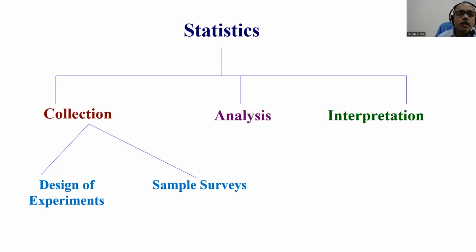Now, when it comes to the collection of the data, basically there are only two ways of collecting the data. I'm not saying it's primary or secondary. The data can be collected only in two ways. One is, I'm sure that you would have already had lectures on design of experiment, or you will be having lectures on design of experiment, sample survey.